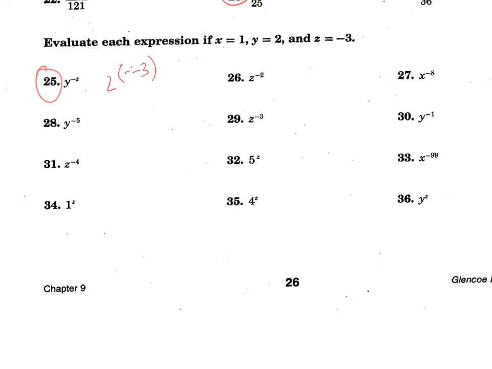You guys know that 2 negatives make a positive, so this is really like 2 to the third power. So just 2 times 2 times 2, which is 8. That was a weird one. Glad I did that one with you guys.